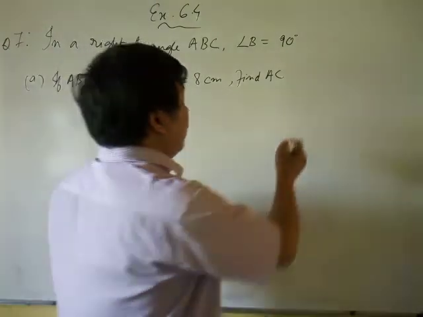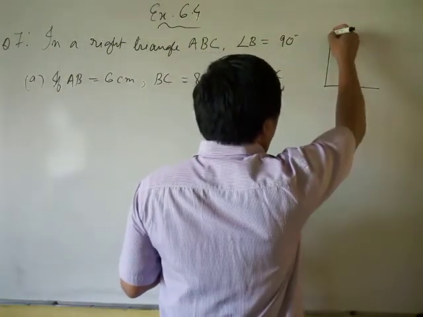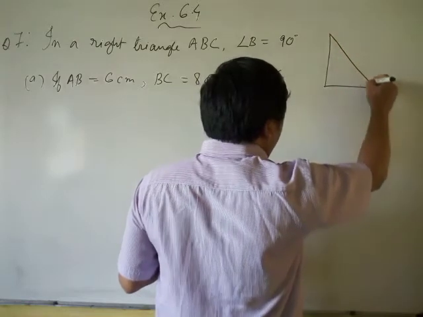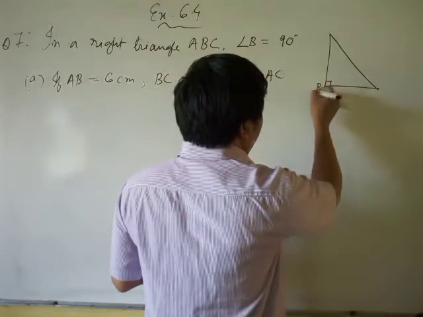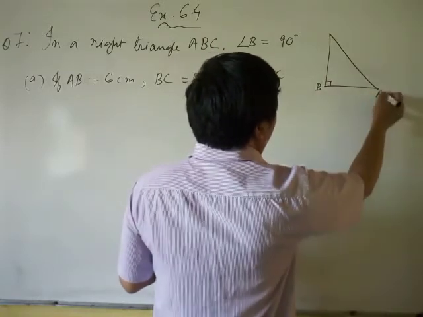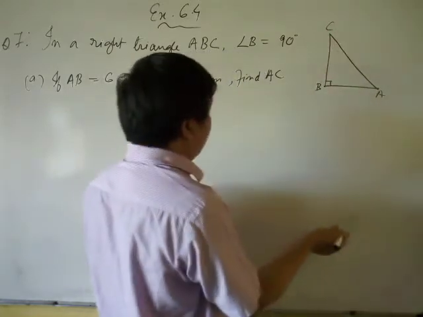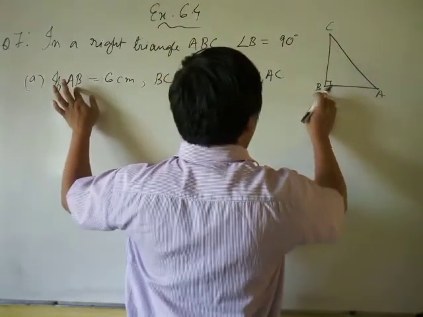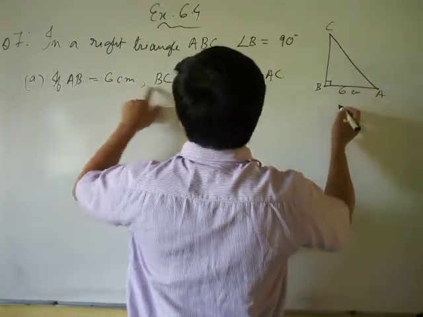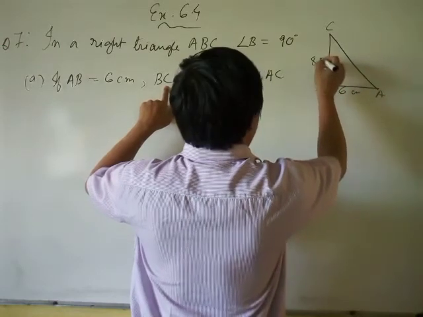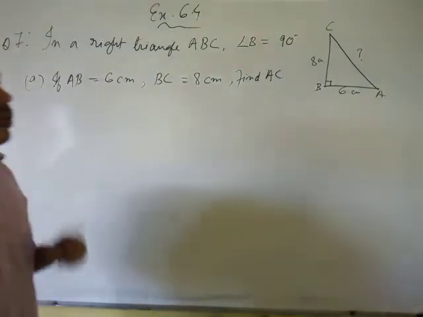Okay, then let us assume a figure in our mind. This is the right angle triangle, and here is B. Where you want to name A, here or there, doesn't matter. A, B, C. He said that AB is 6 centimeter and BC is 8 centimeter. We have to find out AC. So what is AC?